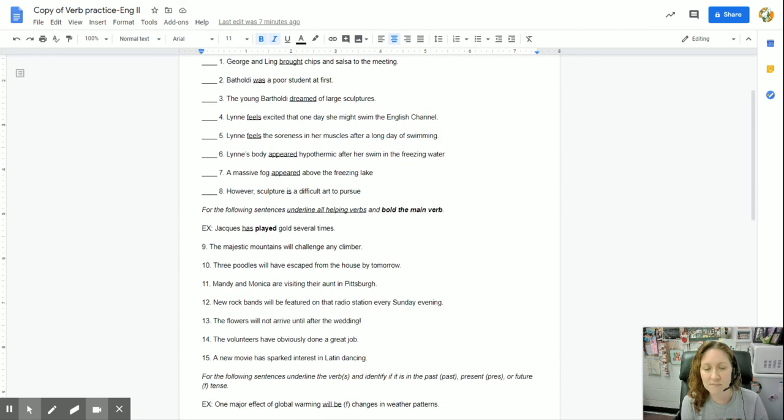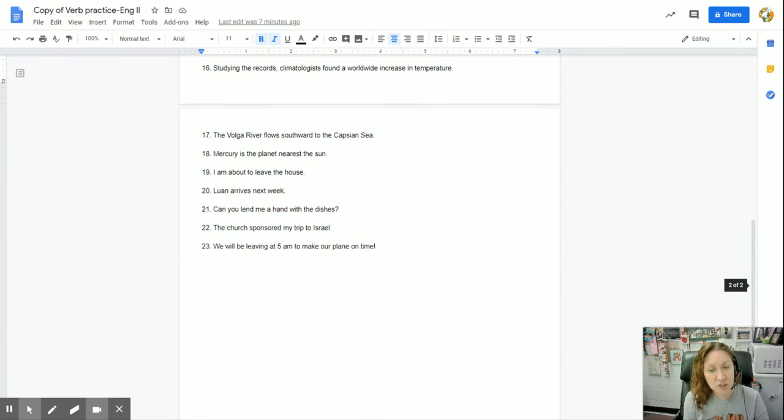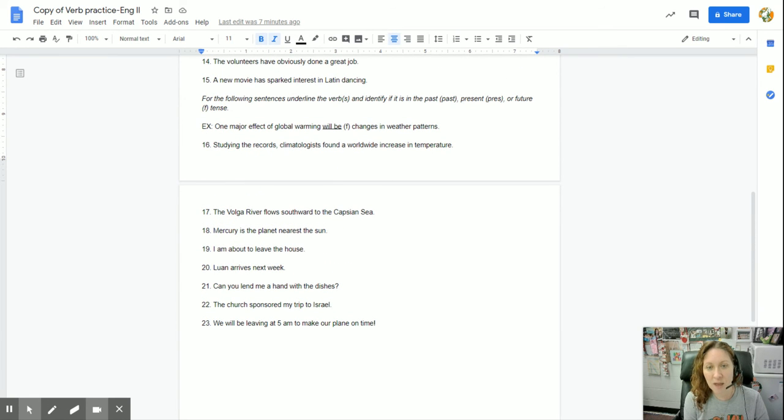Down toward the bottom of this sheet, you have an example of finding past, present, or future. Again, if it's happened in the past, it's going to have typically an ed on the end of it. Then you can say it's past. If it's present, it's happening now. If it's happening in the future, that's going to be happening tomorrow. Look for words like will, and then you're going to have an action verb after that.